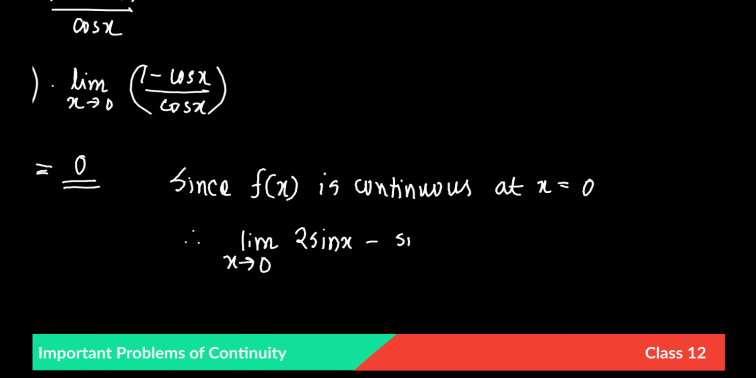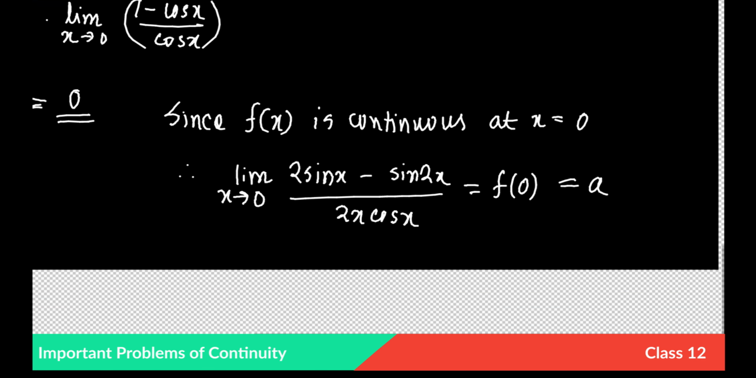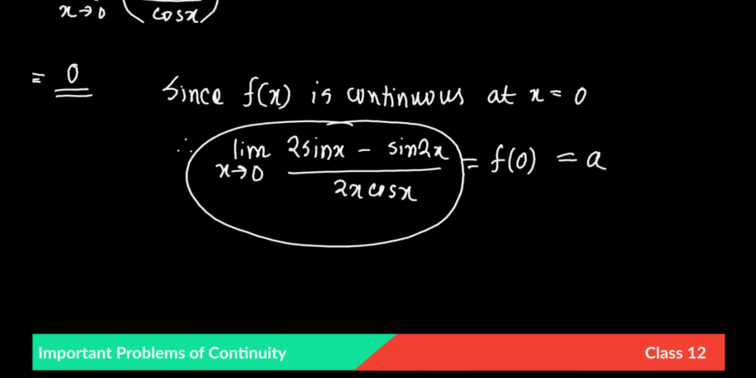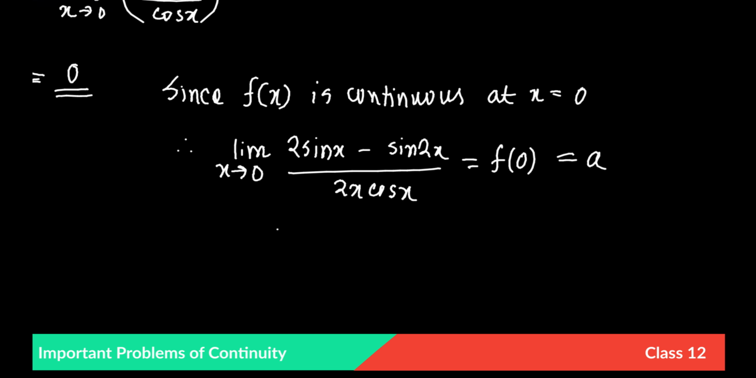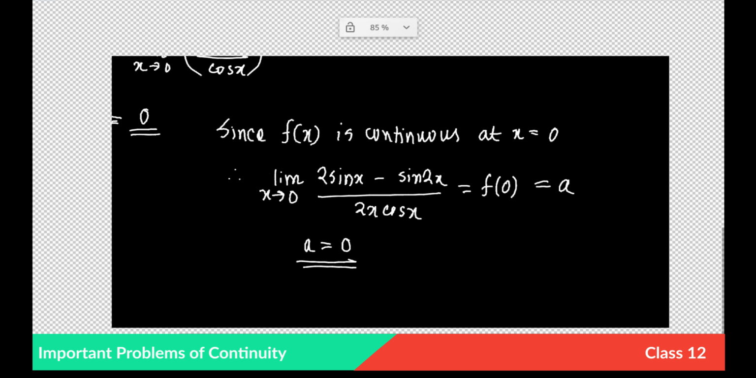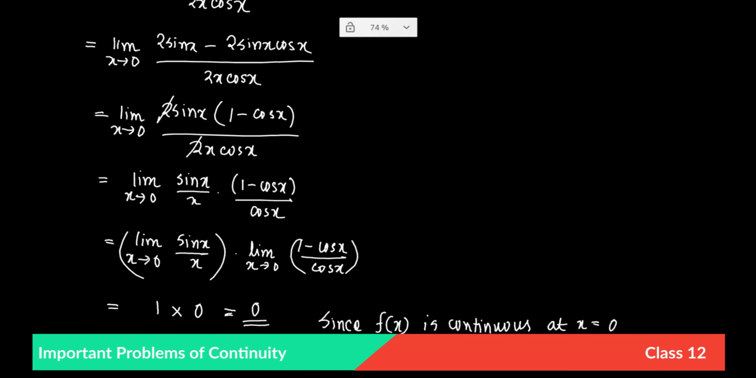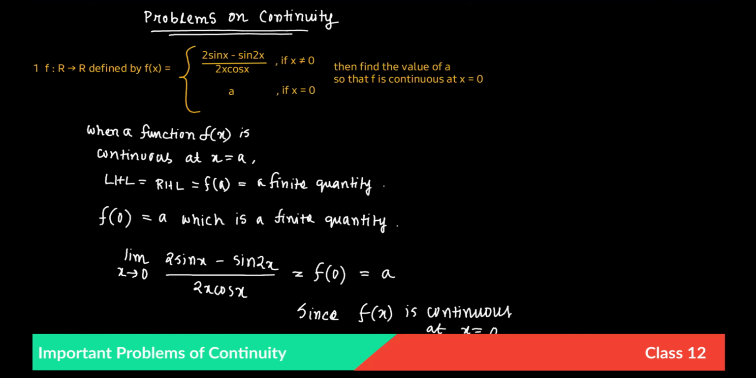So it is sin 2x by 2x cos x equals f of 0 equal to a. That means, what is the value of this? We have got that it is 0. So we can write a equal to 0. So the required value of a for which the function f(x) should be continuous.